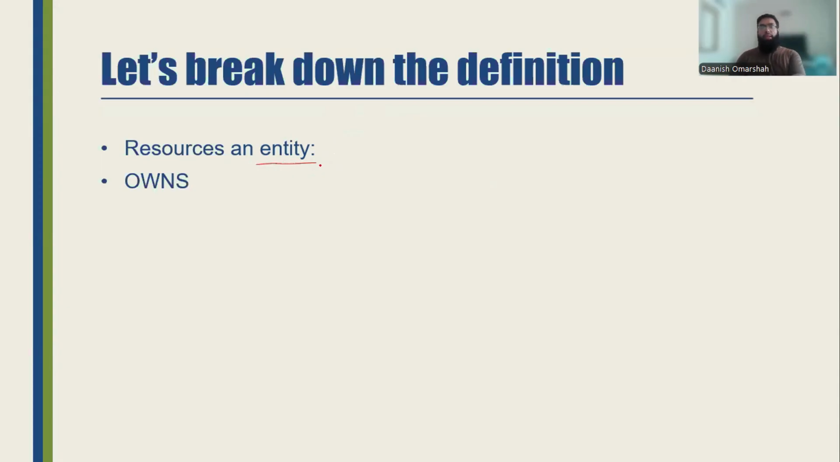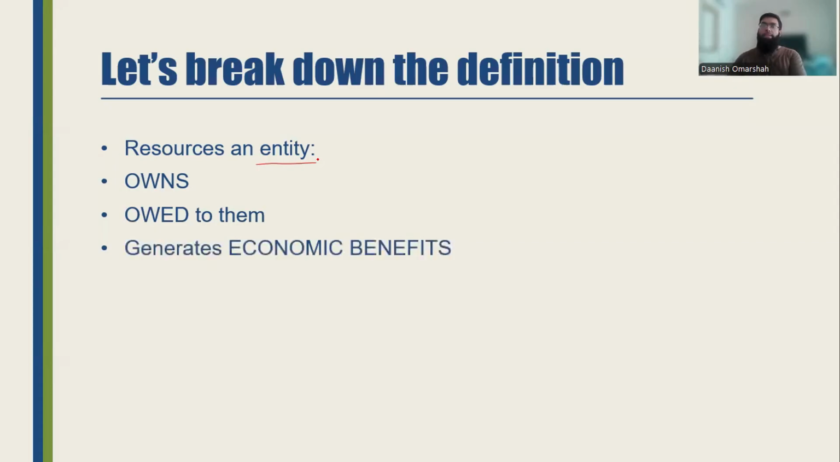So, resources an entity owns, resources that are owed to the entity. And the final point is the most important. Whatever resources you own or are owed to you, they must generate economic benefits. Economic benefits refers to money. Whatever you own, it must generate money for the business. It must generate revenue for the business.